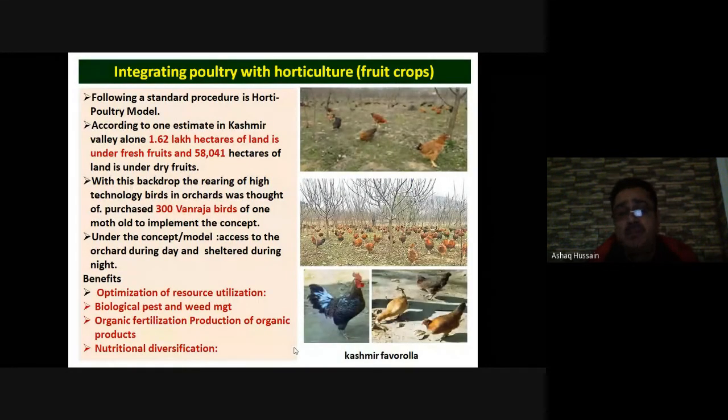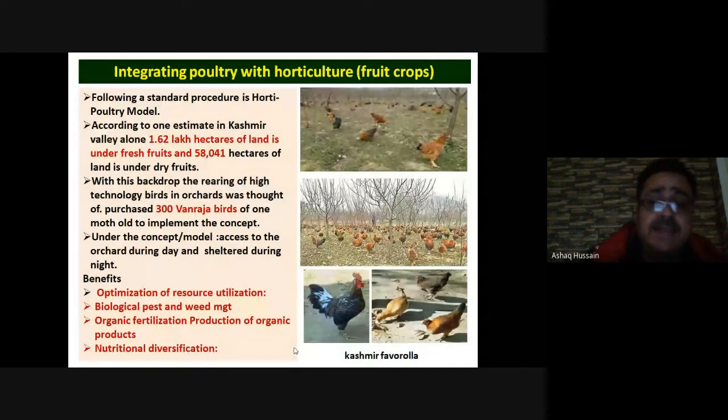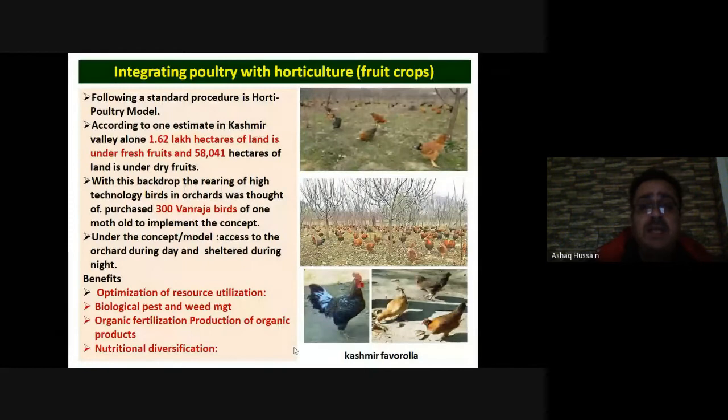So in the previous years, the scientists have tried here to test the viability of the hortipoultry system. What is the hortipoultry system? It is rearing of poultry birds in orchards. For example, the Van Raja has a good adaptation and adaptability in Kashmir Valley, and is used as a dual purpose bird, not only for meat production but also for egg production.